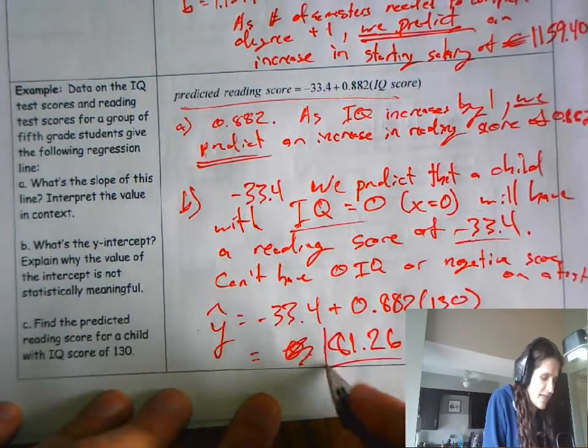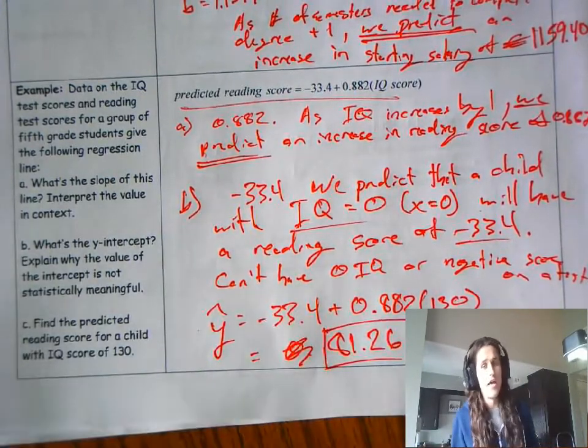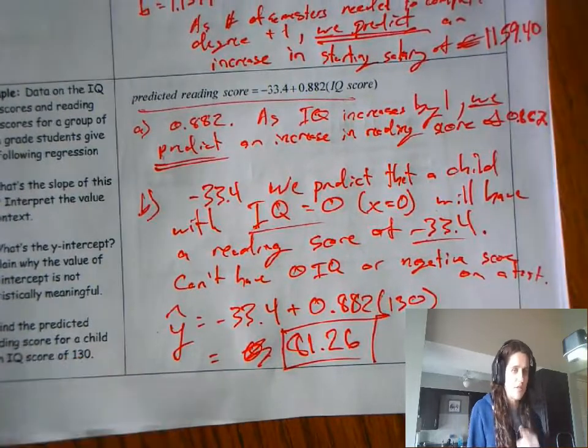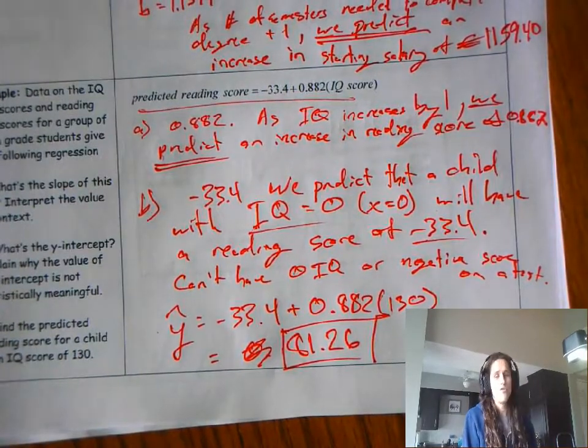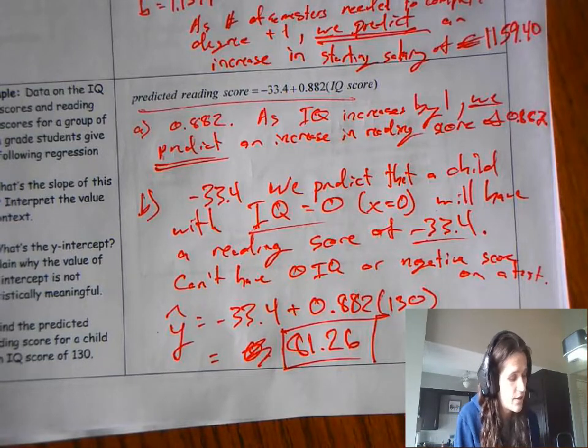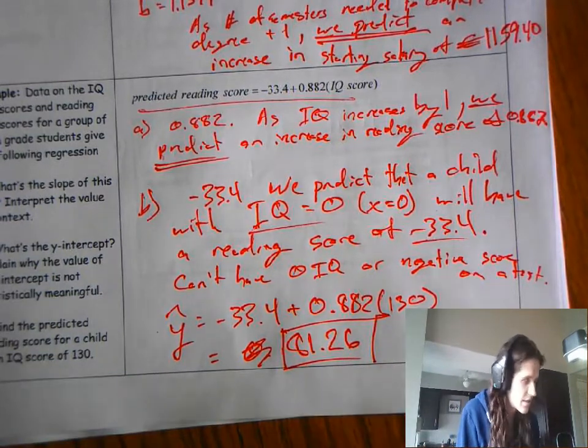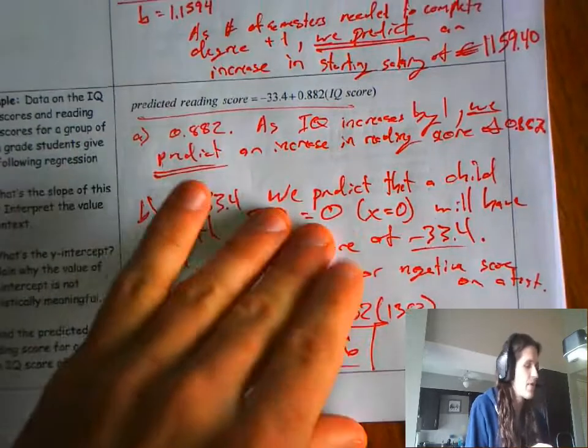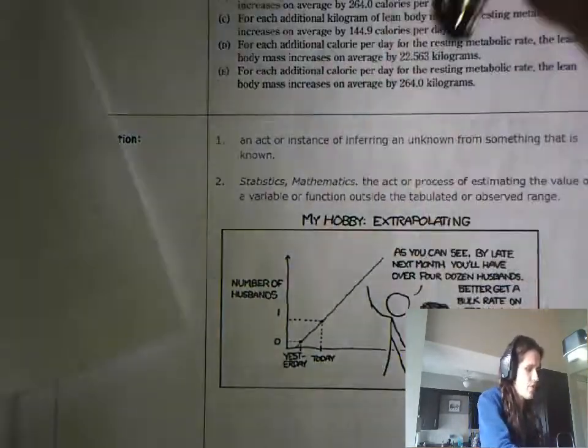Great. Fun times. How much fun was that? So remember, these lines are making predictions, though. Is that child going to get an 81.26? Is that even a score that somebody can get on this test? We don't know. It's a prediction. Okie dokie. Moving on. Examples on the next page we can skip.